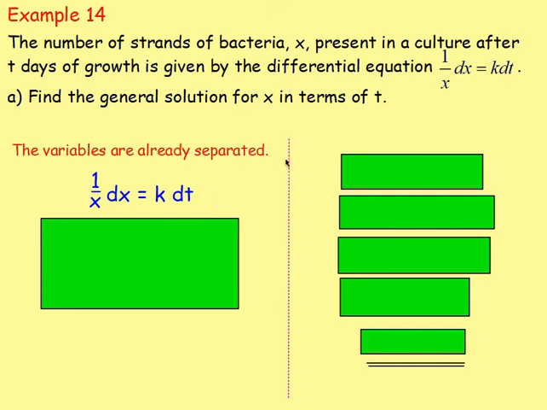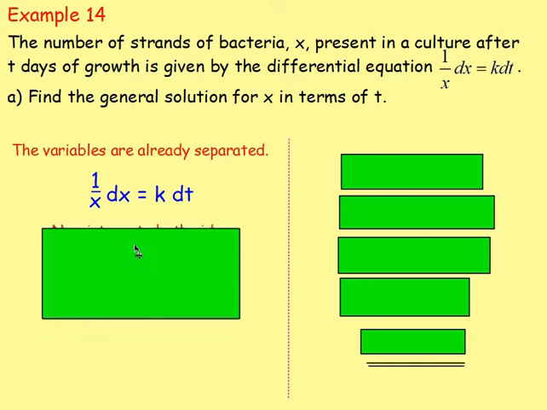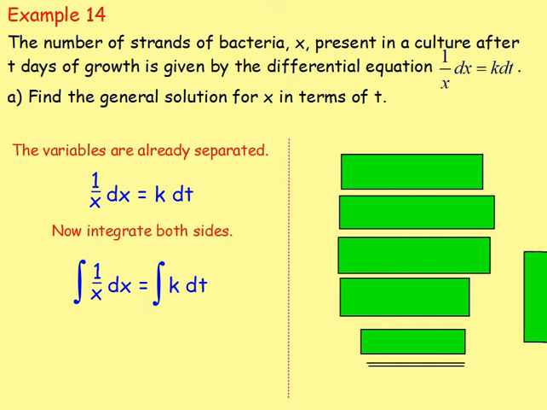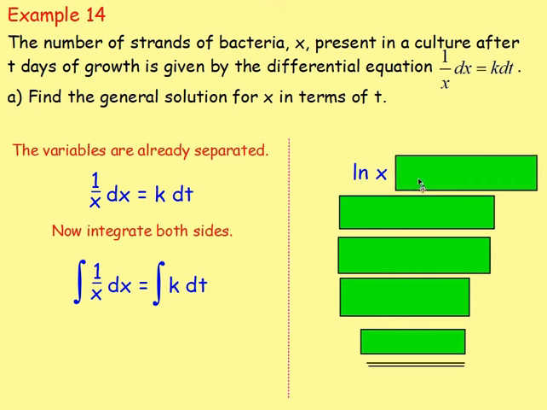From there, after the variables have been separated, although in this case we didn't need to, you would then integrate both sides. So we would integrate 1 over x with respect to x and integrate k with respect to t. So let's do that. If you integrate 1 over x, what would you end up getting? Perfect, you would get ln x. If you integrate k, what would you end up getting? Perfect, you would get k, but because we're integrating with respect to t, you'd have kt. And what else would you have? Perfect, you would have plus c. So we've got ln x equals kt plus c.